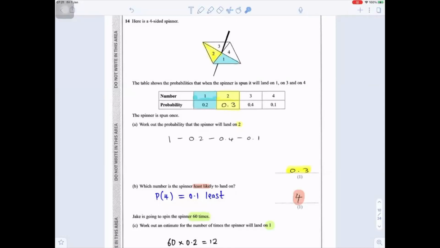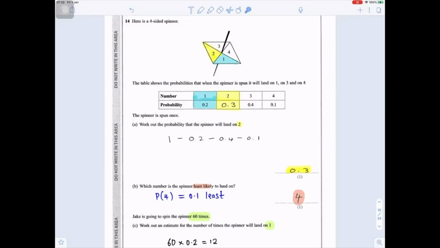If we want to find the probability that it will land on 2, we need to use the idea that all probabilities add up to 1. So when you add all of them, you should get 1. To find the probability that it will land on 2, you do 1 minus the probability that it lands on 1, minus the probability that it lands on 3, and minus the probability that it lands on 4. What is left is 0.3. So that's the probability that the spinner will land on 2.